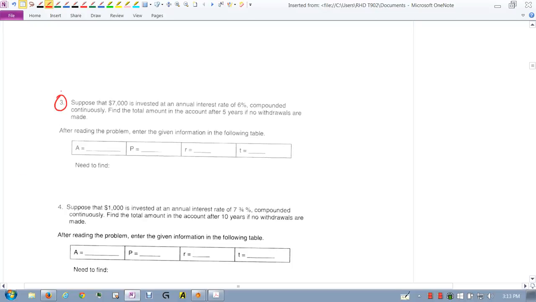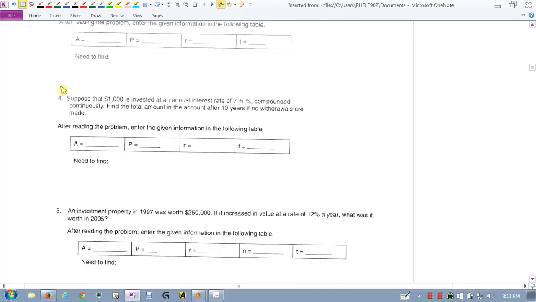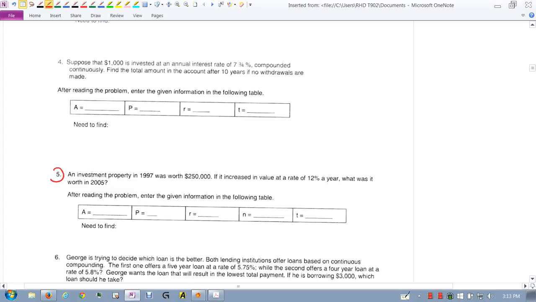Number 3. Number 5. An investment property in 1997 was $250,000. If it increased in value at a rate of 12% per year, what is it worth in 2005? So you have to figure out, what's the rate, 12%, what's time, so how many years?